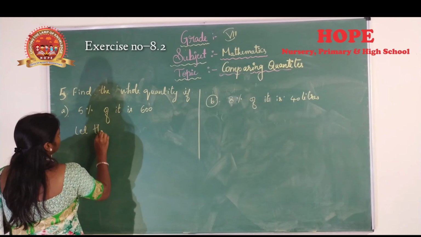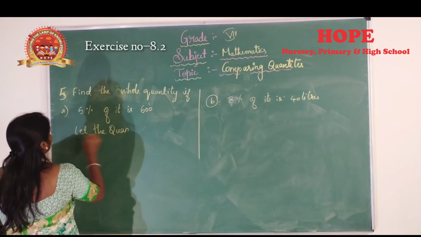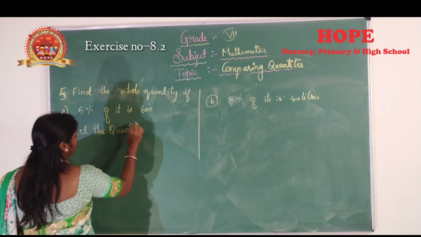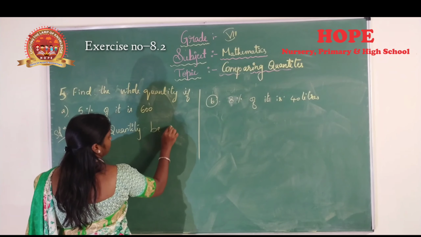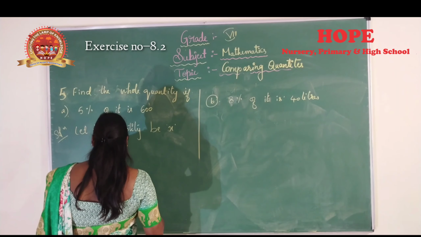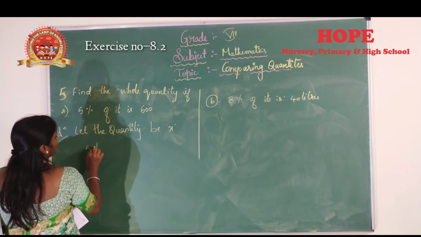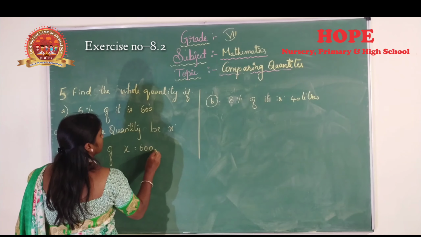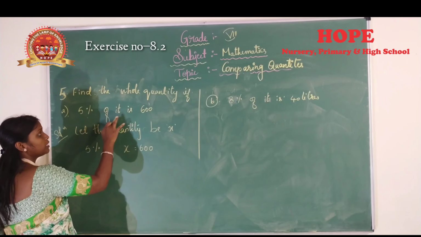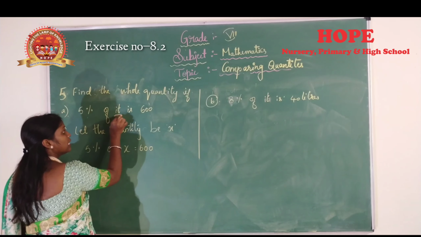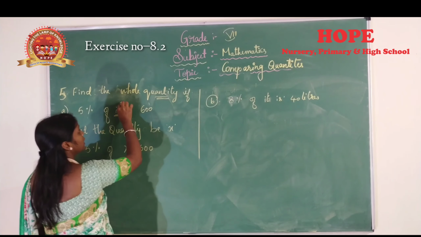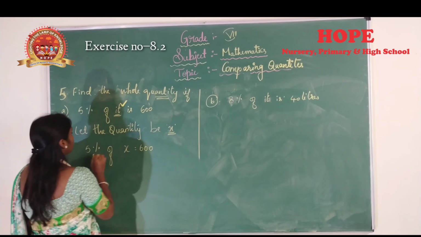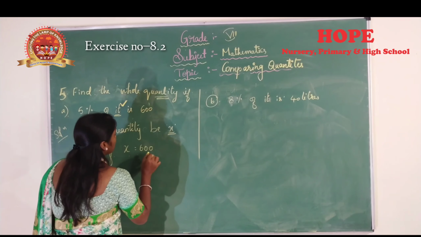So let the quantity be x. Okay, let the quantity be x. So 5% of x is equal to 600. We are considering that 5% of the quantity is 600. In place of the quantity we are considering x. So 5% of x is equal to 600.